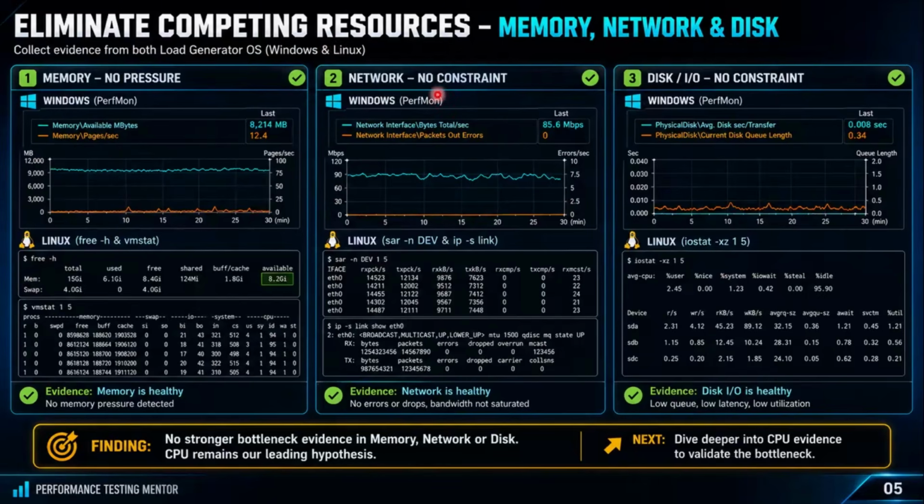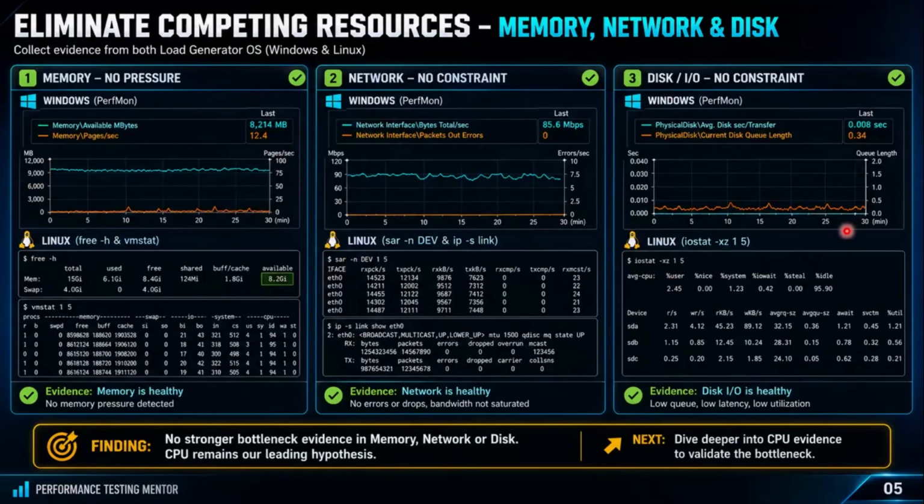Next, network. On Windows, I can examine network interface bytes total per second and relevant error or drop indicators. On Linux, I can use sar and ip commands because a load generator is constantly sending requests and receiving responses. Finally, disk and I/O. On Windows, I can examine physical disk average disk seconds per transfer and, where useful, current disk queue length. On Linux, I can use iostat or a more detailed iostat -x.